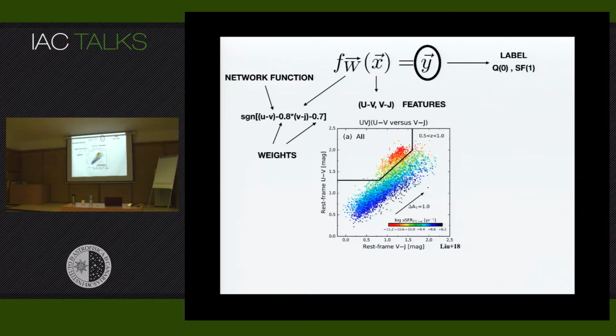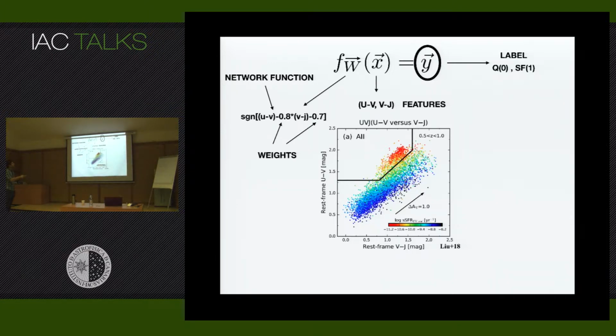So I know how many stars they are forming. I know the colors, so I can try to find the best boundary that identifies the population of interest. In a particular case, it's just the sign of this line over here. And this is done manually. And this is my network function.